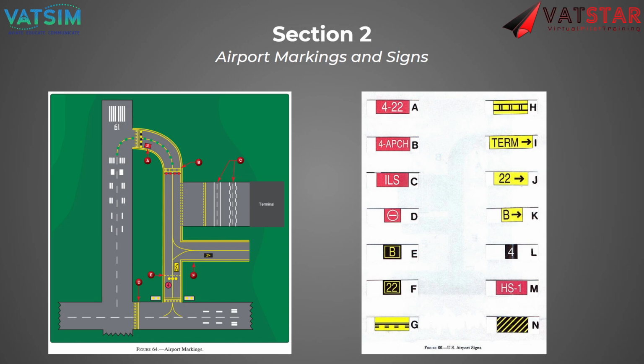I'm assuming it's a hotspot. That would make the most sense for taxiways. So they're just telling you, hey, keep your eyes open. N here is showing the end of a taxiway. You typically won't find that at most airports, but it's there just in case a taxiway were to suddenly end.